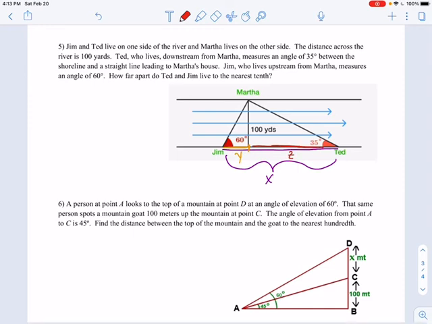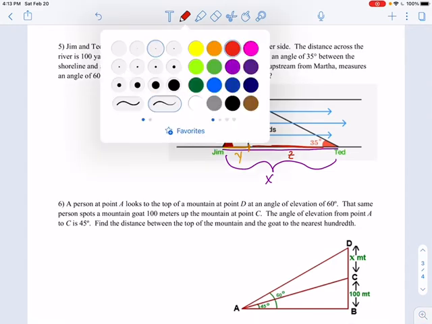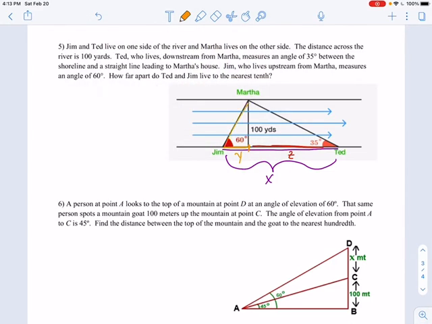Again, it doesn't matter what you find first. I'm going to find Y first. So Y is going to be part of that orange triangle on the left there. And now with relation to this 60 degrees, that 100 is the side directly opposite that.